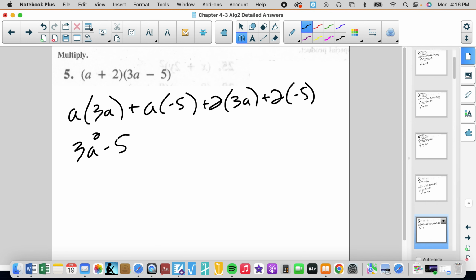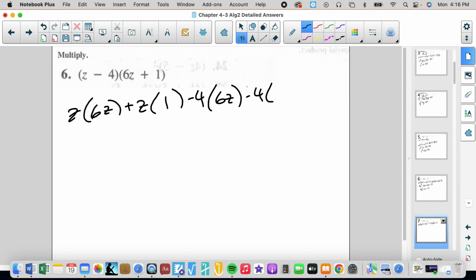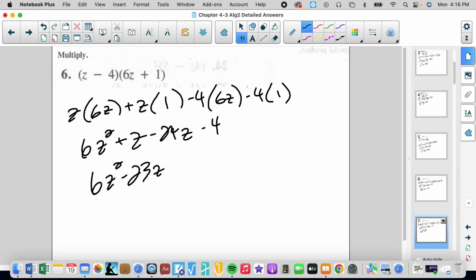3a squared minus 5a plus 6a minus 10. 3a squared plus a minus 10. Z times 6z plus z times 1 minus 4 times 6z minus 4 times 1. 6z squared plus z minus 24z minus 4. 6z squared minus 23z minus 4.